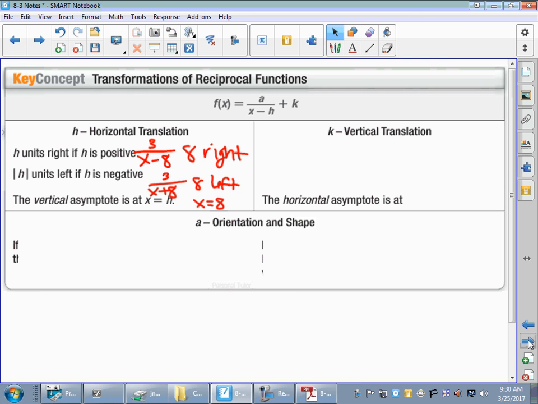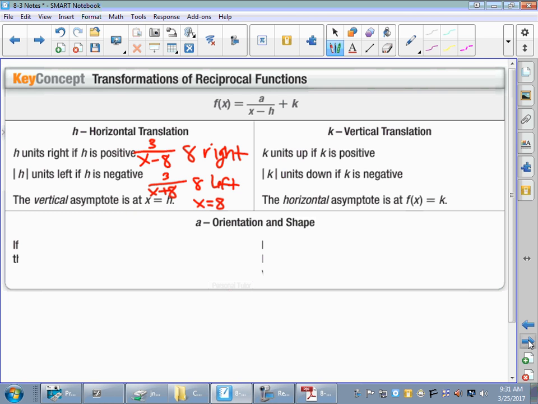For the k value, again, we are true to our sign. If it says positive k, we move up that many units. Negative k moves down that many units. And our horizontal asymptote now will be the k value, y equals k. So if we had the equation 2 over x plus 3, we're going to go up 3 units. 2 over x minus 3 would be down 3 units. And y would equal 3 or y would equal negative 3, depending on which one we're talking about. And that's a horizontal line. So it shifts the asymptotes.